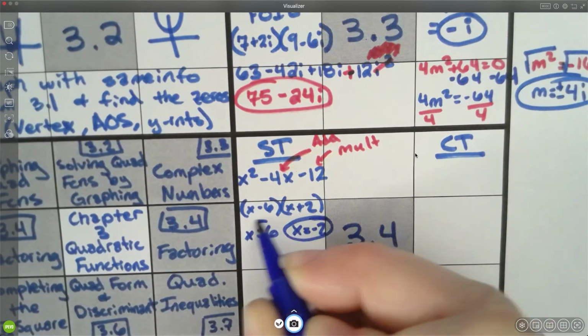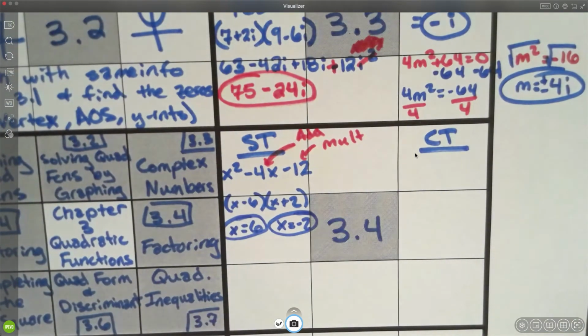Okay, one left. Complex. Wait, I'm still writing. Okay, you can still write.